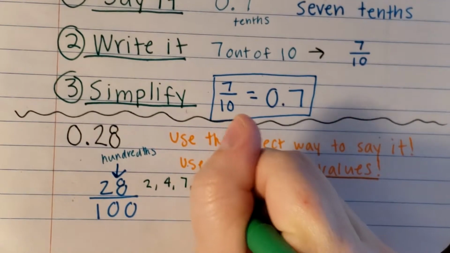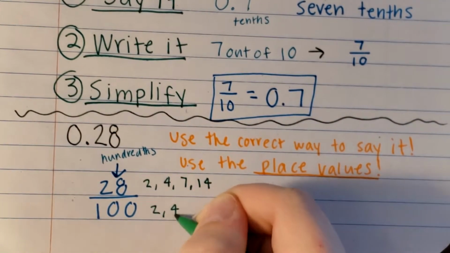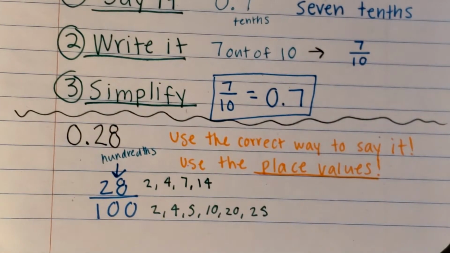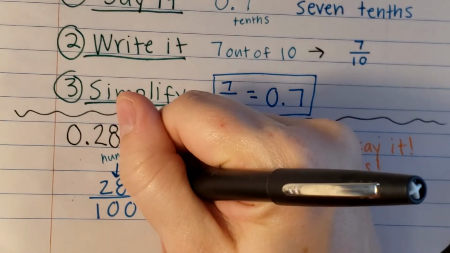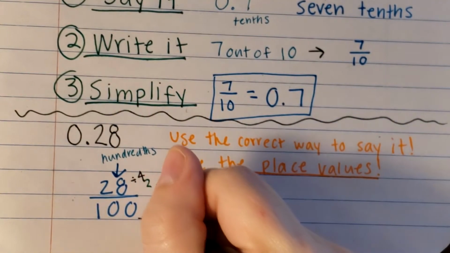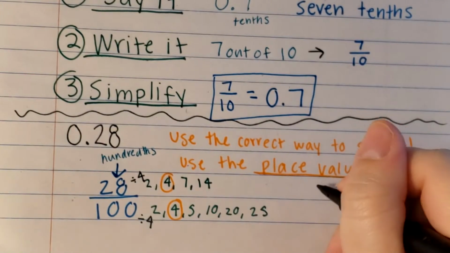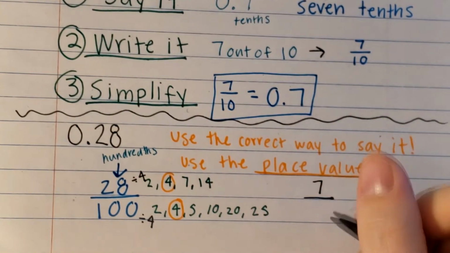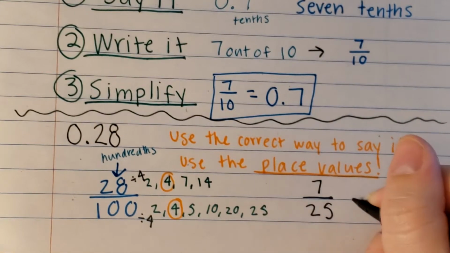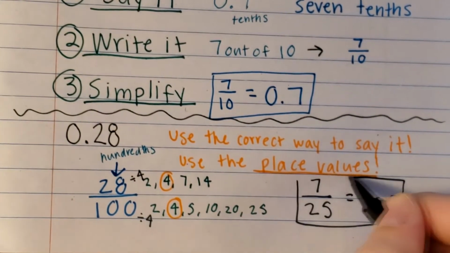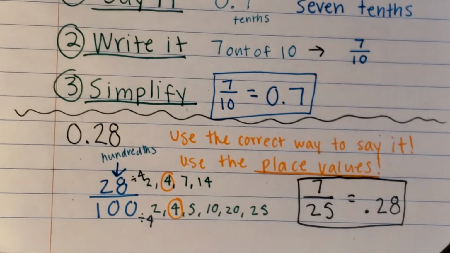To simplify, we need a common factor. It is normally best to find the greatest common factor, which is 4. 28 divided by 4 is 7, and 100 divided by 4 is 25. So the fraction from 28 hundredths is 7 25ths. So the fraction form of 28 hundredths is 7 25ths.